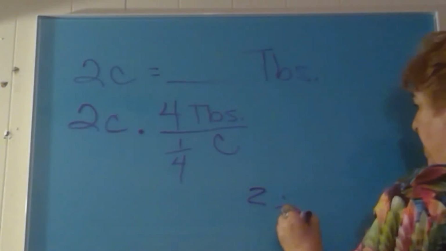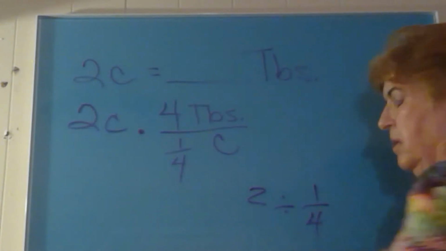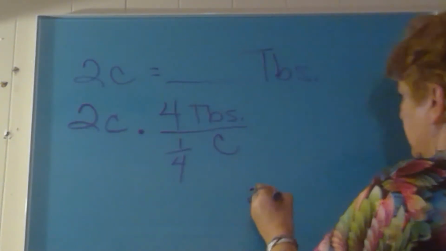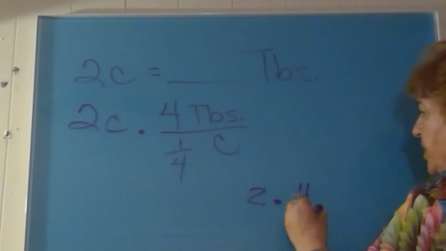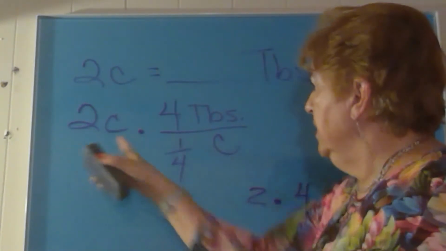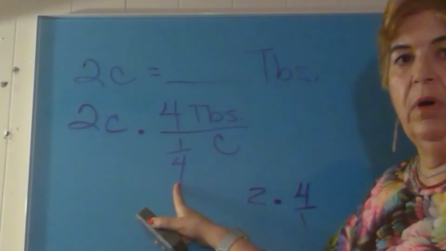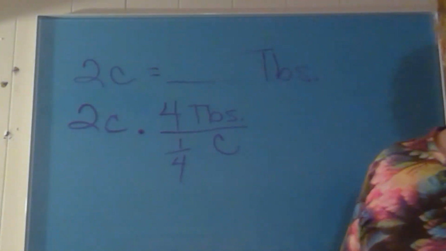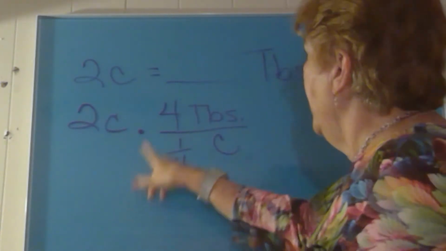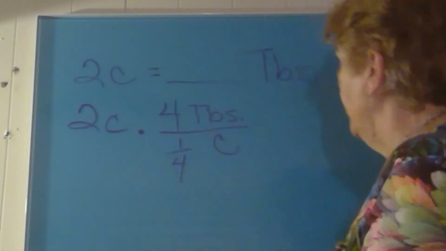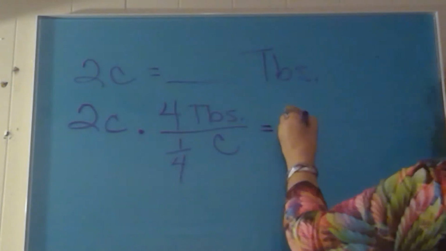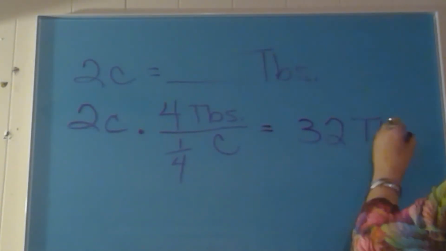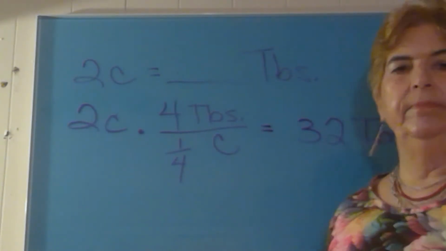If you divide by a fraction, we change it to multiplying by the reciprocal. So basically that just means 2 times 4. Well, that gives you 8. And then 8 times the 4 up there gives you 32 tablespoons are in 2 cups.